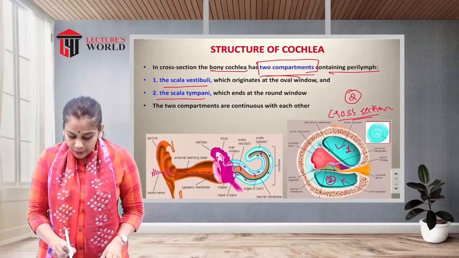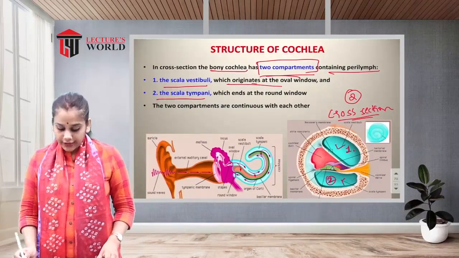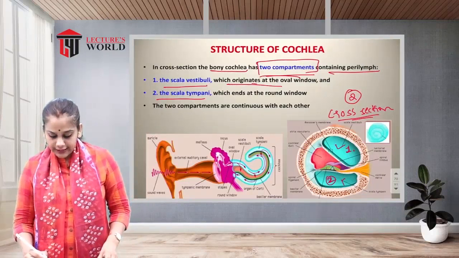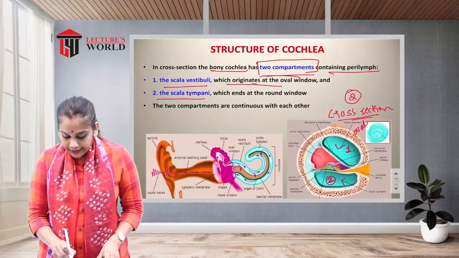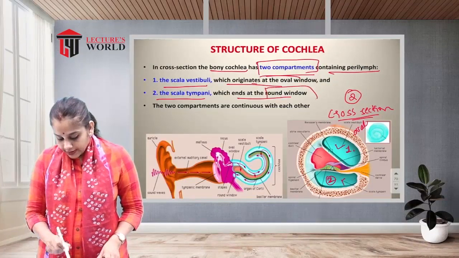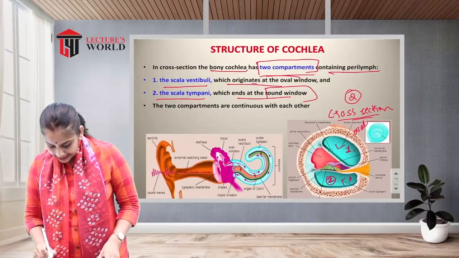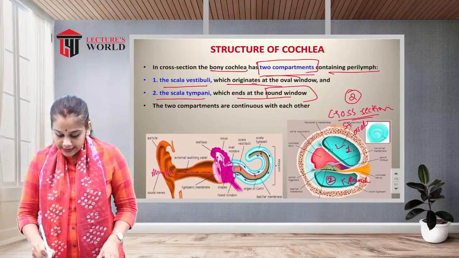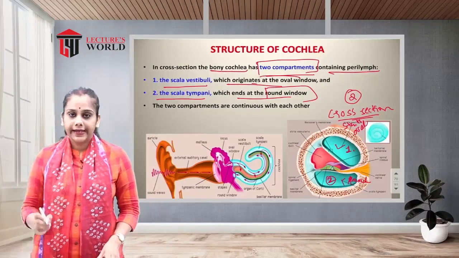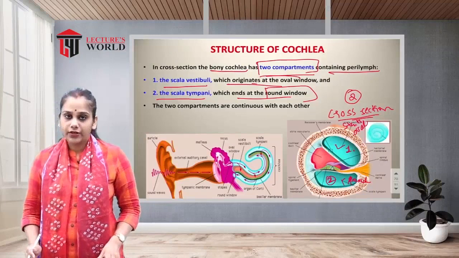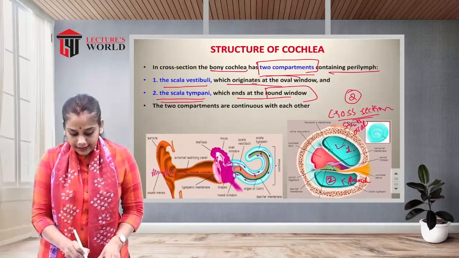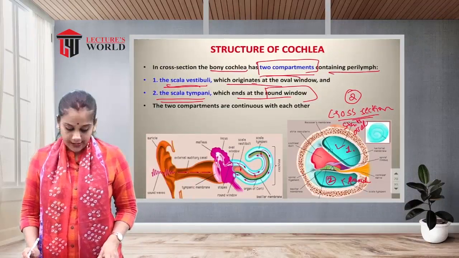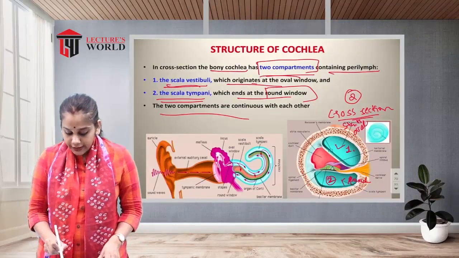The scala vestibuli originates at the oval window, and the scala tympani ends at the round window. You can see here there is a round window. So it starts with the oval window and it ends with the round window. The scala tympani ends at the round window, and starts with the scala vestibuli. So the two compartments are continuous with each other.